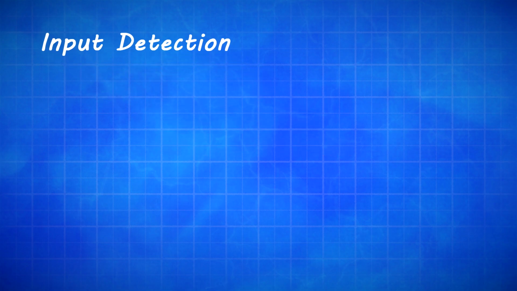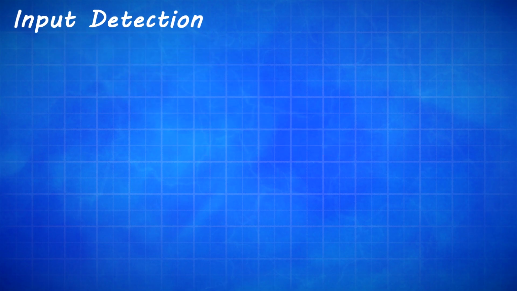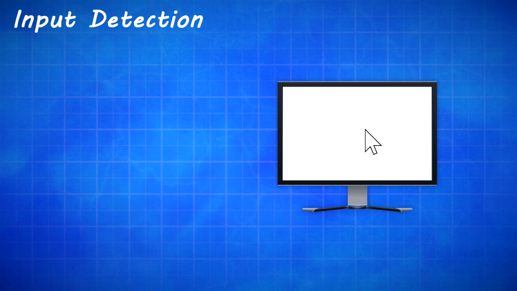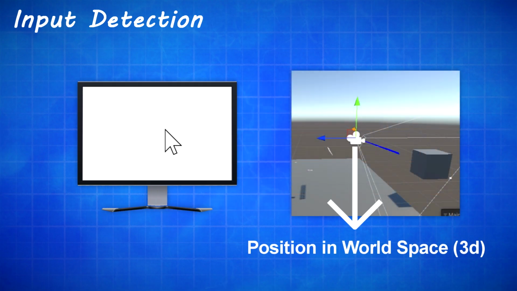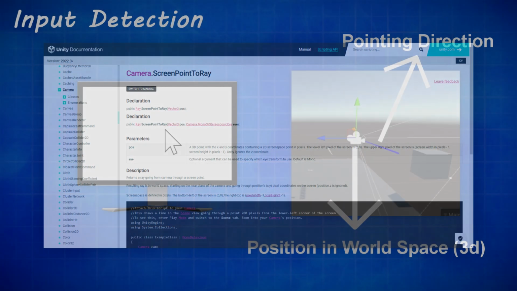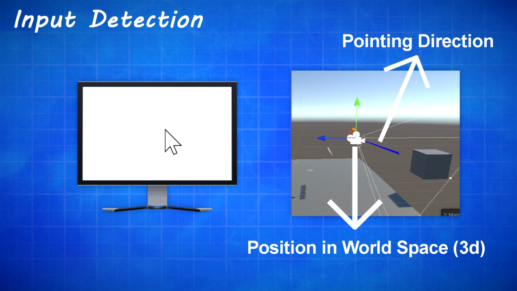The first thing we need is mouse input, and it's pretty simple. We first get the mouse position in screen space. With this screen space mouse position, we can get the mouse actual position and pointing direction in world space using the method screenPointToRay. So now we have the mouse position in world space and its pointing direction. We can cast a ray to check where the mouse is pointing to in world space.